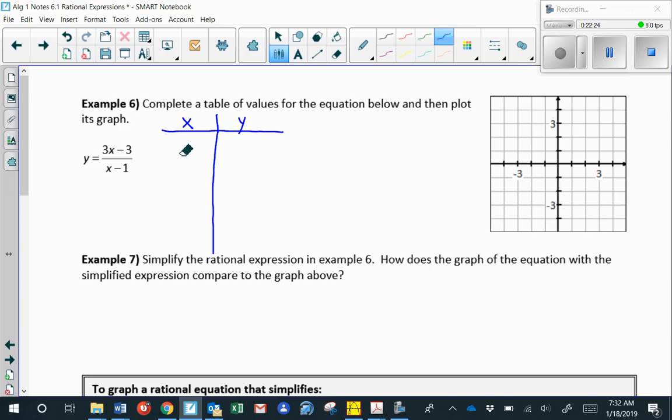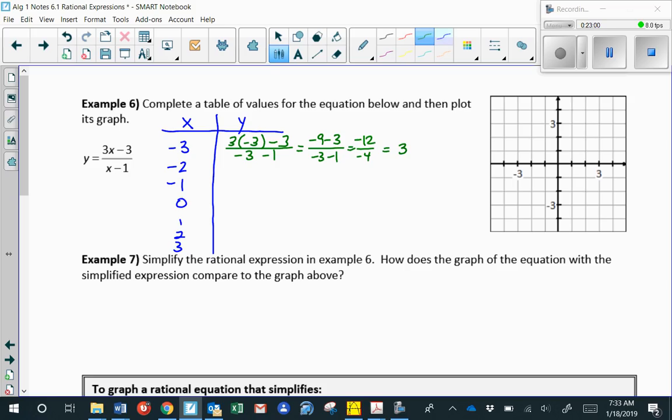So let's plug in some x values, and I'm just going to pick negative 3, negative 2, negative 1, 0, 1, 2, and 3. And let's plug them in and see what happens. 3 times negative 3 minus 3 over negative 3 minus 1 gives us negative 9 minus 3 over negative 3 minus 1. It's negative 12 over negative 4, or positive 3.